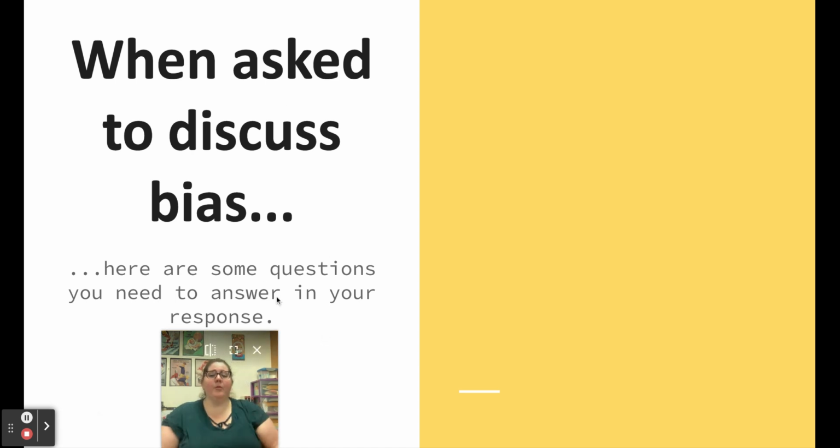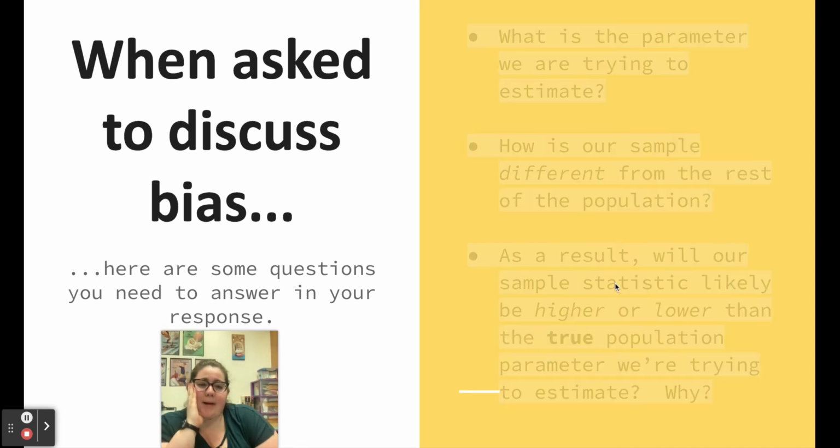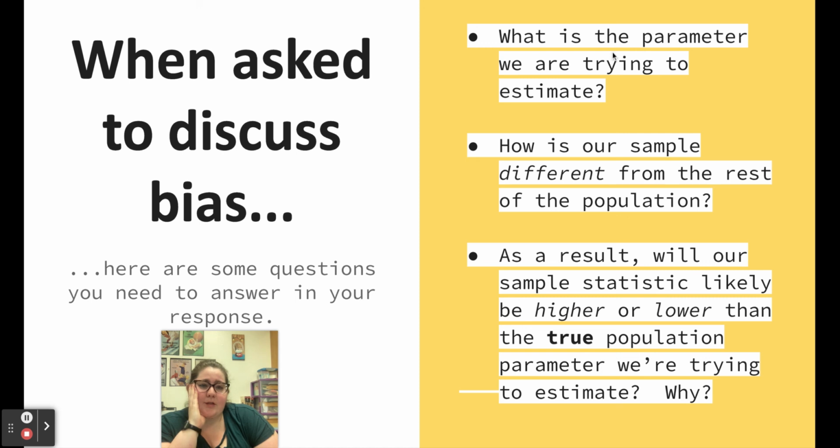So we're going to look at some things that you need to discuss in an answer if you were asked to talk about bias in a question. So our three questions are, firstly, what is the parameter we're trying to estimate? Secondly, how is our sample different from the population that we were interested in? And thirdly, as a result of this bias, will our sample statistic be higher or lower than the true population parameter we're trying to estimate, and why? So we call that direction.